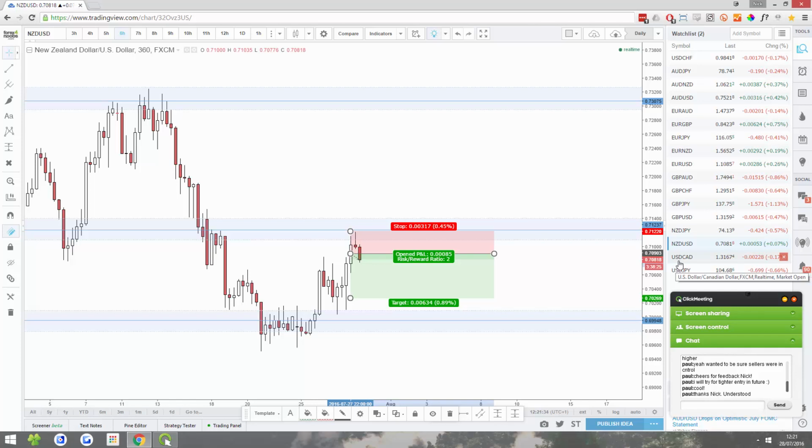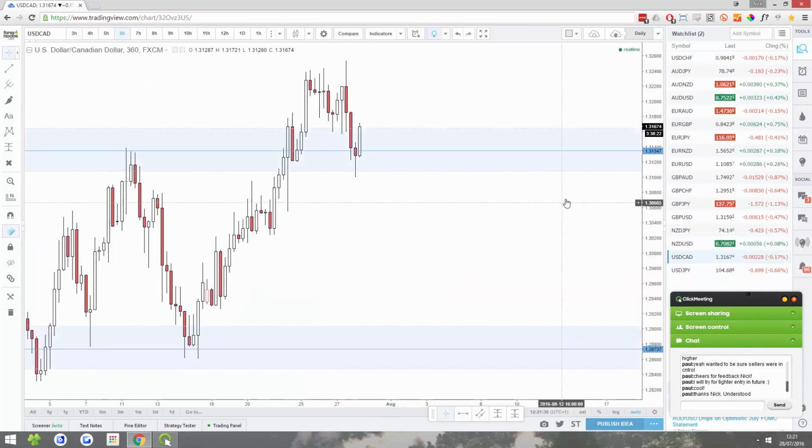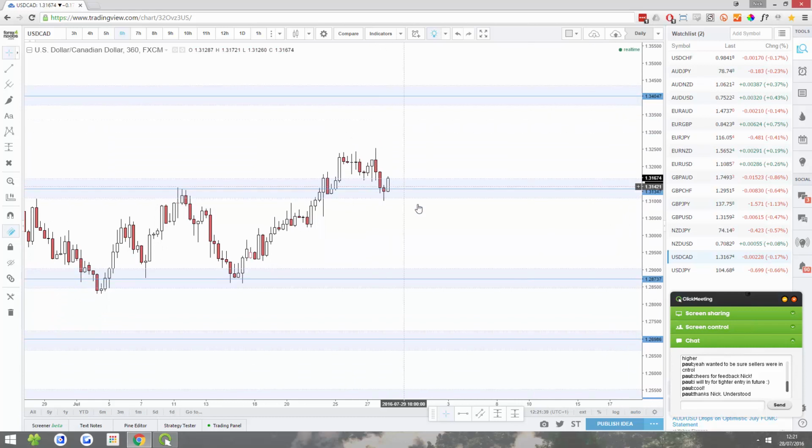I haven't really looked at my charts properly this morning. Anyway, let's look at USDCAD. USDCAD is kind of like in the middle of a continuation, it looks like.